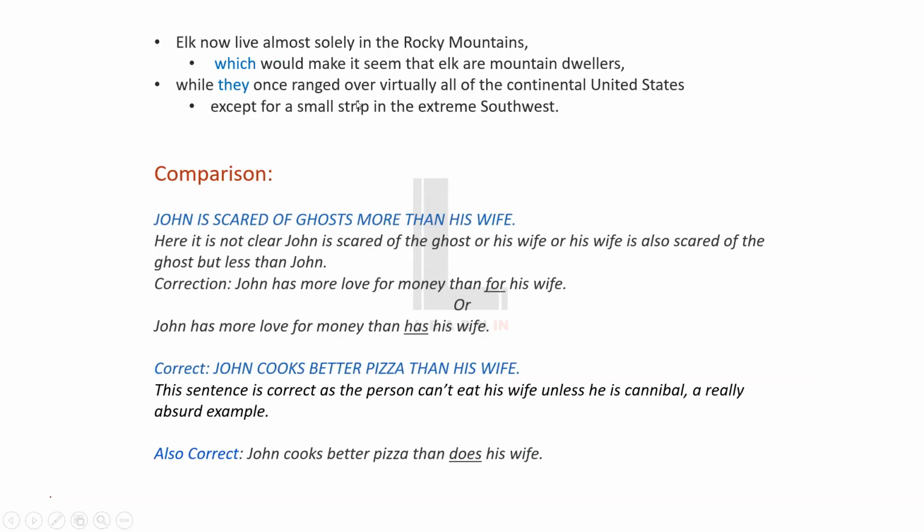I hope you can see this comparison. So if there is a comparison, let me tell you a funny example. Now, John loves pizza more than his wife.